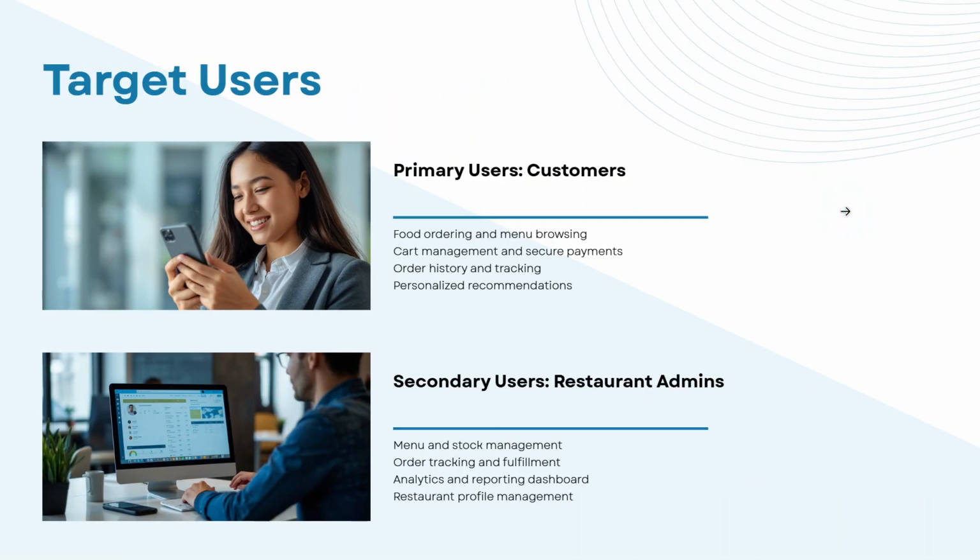Coming to target users, the application is designed for two main types of users. The first group is customers who use the platform to browse restaurants, view menus, add items to cart, make payments, and track their orders. The second group is the restaurant admins or managers who are responsible for managing restaurant data, menu categories, and food items. Admins can also monitor orders and update stock information.